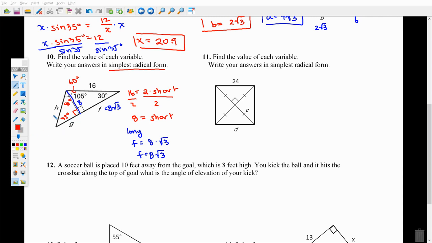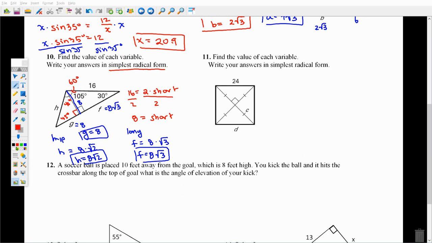All right, now I have to figure out g and h. Well, here, the legs are going to be the same, so g is just going to be 8 as well. And then for our 45, 45, 90, our hypotenuse, or in this case h, is equal to our short. So I'm going to just use g here, so 8 times square root of 2. So in other words, h is just 8 square root 2. And then g as well. g is equal to 8.